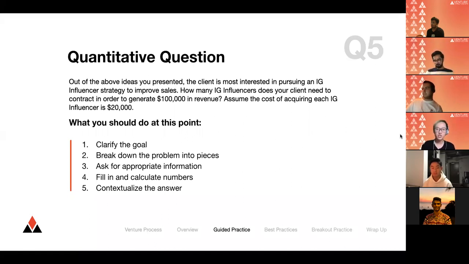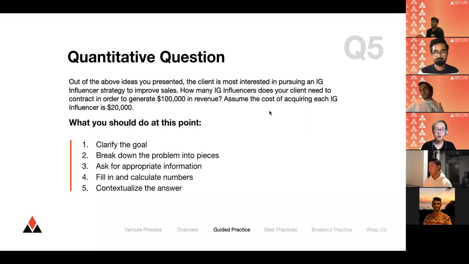But here we have a question from our interviewer. Out of the above ideas you presented, the client is most interested in pursuing an Instagram influencer strategy to improve sales. How many influencers does your client need to contract in order to generate 100K in revenue? Assume the cost of acquiring each influencer is 20K.